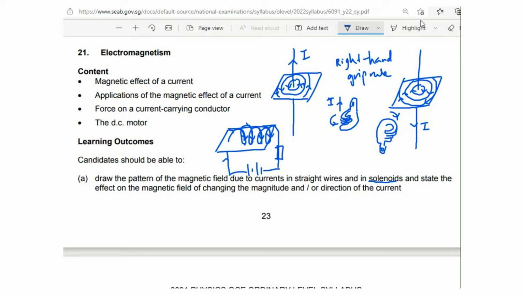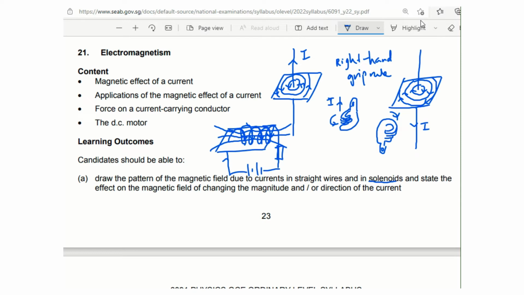Okay, so to find this, I know that for a solenoid the magnetic field lines will look like this. A straight line here, a straight line here, a straight line here. Then I need the direction of the magnetic field lines.